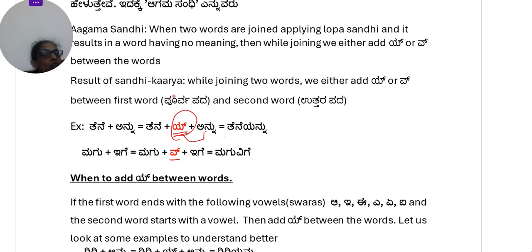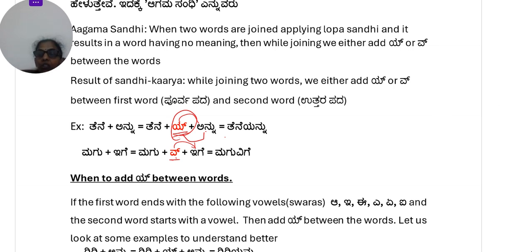Again, va is in its root form. Okay, it is not full va. It is just v. This is just u. Okay, these both alphabets are in their root form. They will get added with the first swara here. So it will become Vige, Magu Vige. Here also, u plus a will become ya. Teneyannu. Now you will have a doubt.